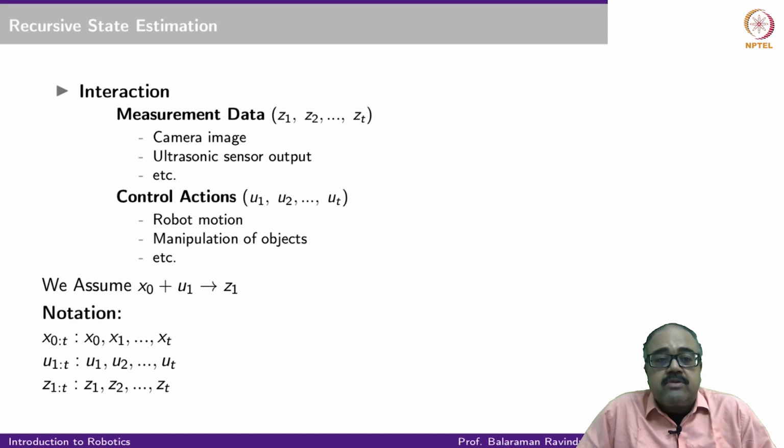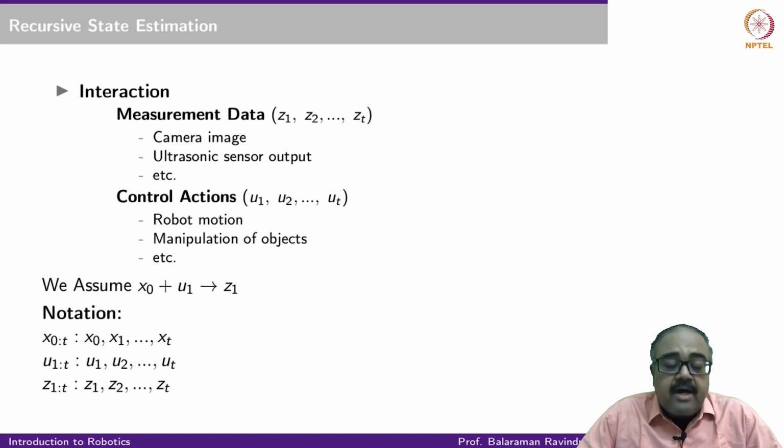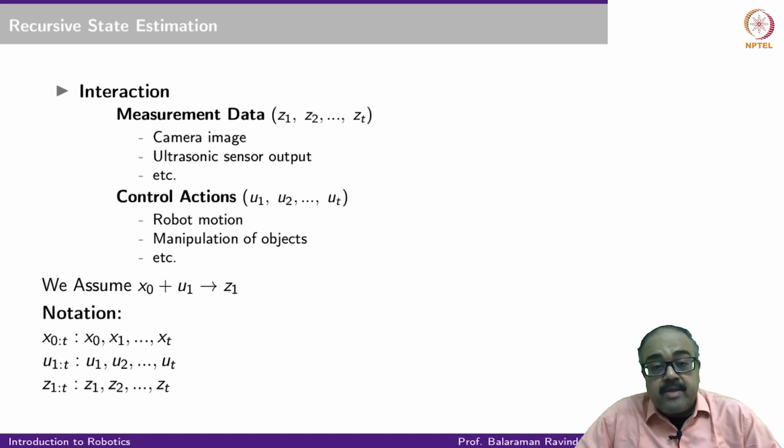And so we also adopted this notation that you start in state x0, you perform action u1, and you end up at x1 where you take measurement z1. And so likewise throughout, you are at xt minus 1, you do ut, you end up at xt where you make a measurement zt. Okay, so that's the way we are going to be looking at it.